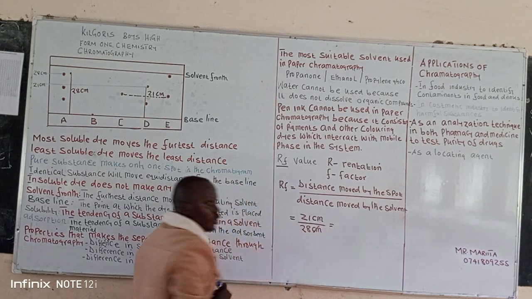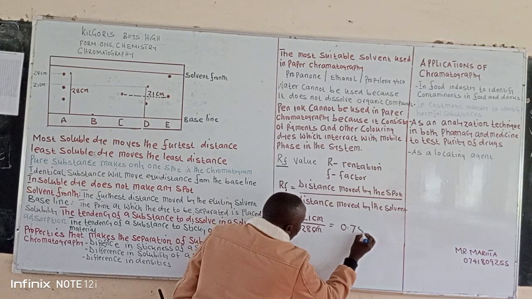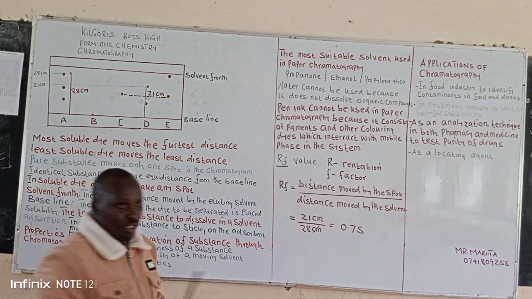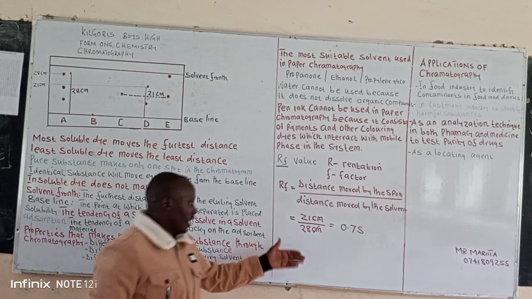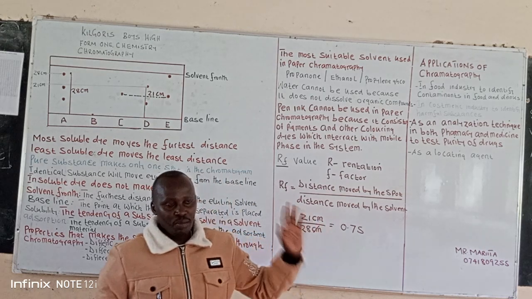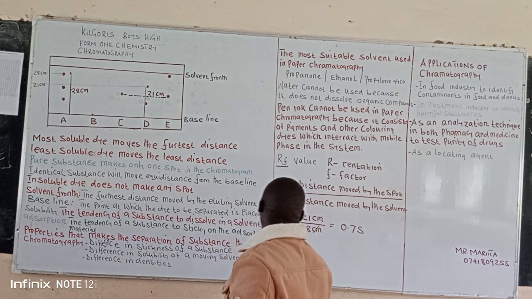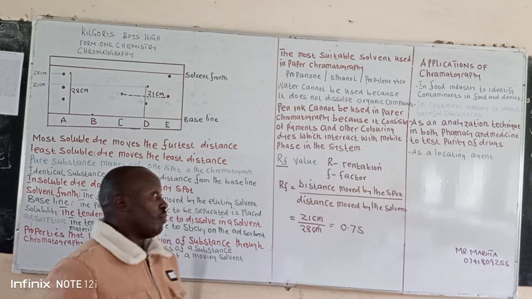If you divide this, you will get 0.75. Remember, this one has no unit because it is a ratio. So don't forget that it has no unit; it is a ratio, therefore it should remain like that.